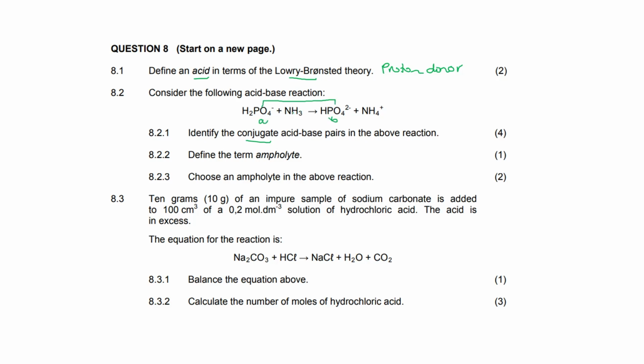Then ammonia. Everyone knows ammonia, and ammonia is a base. So then the other one has to be an acid, and that will be your conjugate acid-base pairs. That's how you would draw it.